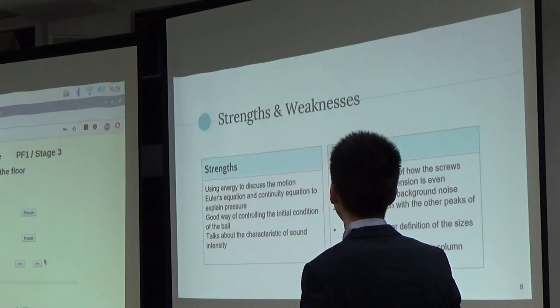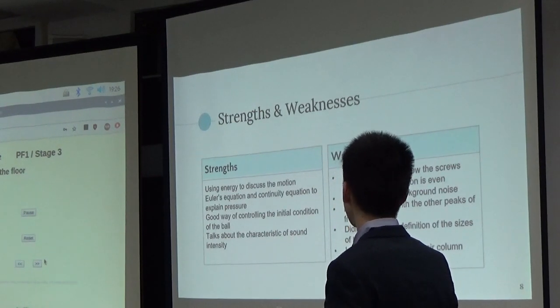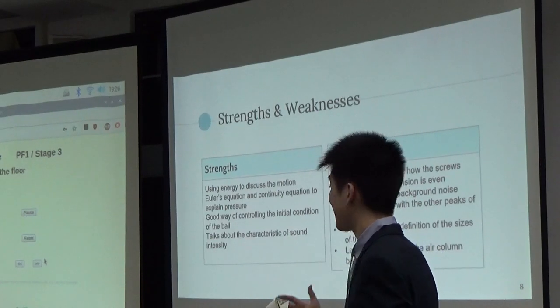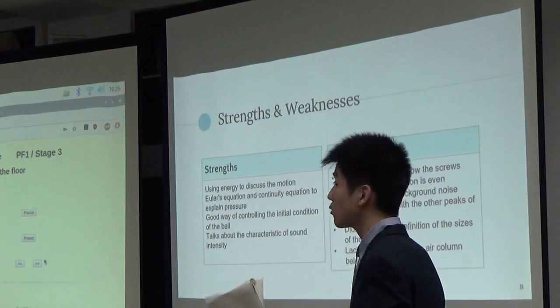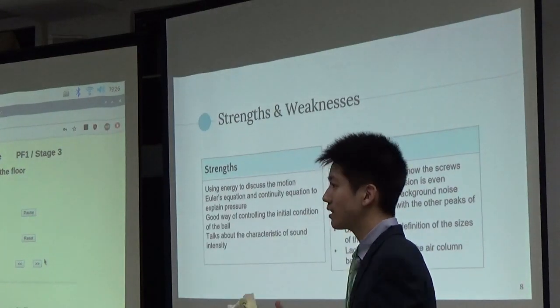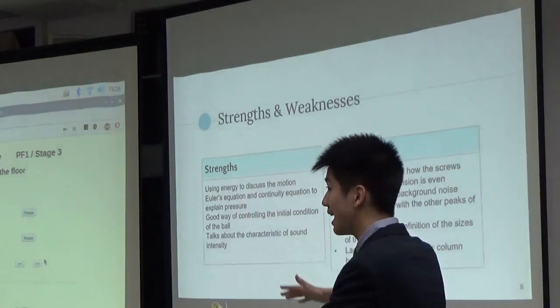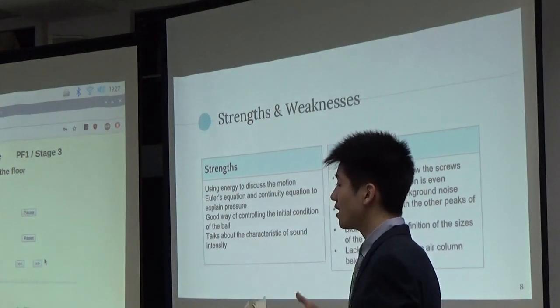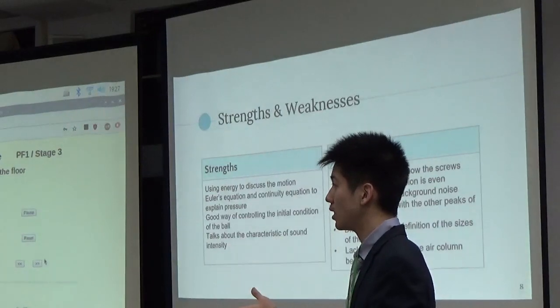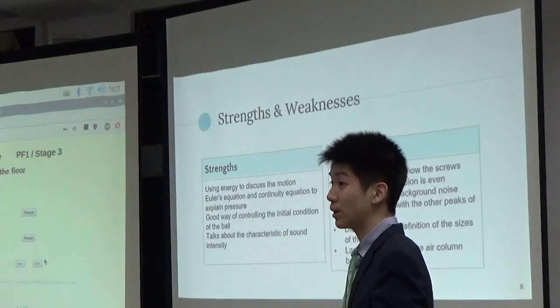And for the weaknesses, we believe they lack an explanation of how the screws can ensure the tension is even on the membrane. And second, they didn't talk about background noise that may influence the result from the spectrum of the sound. And third, they lack discussion of the other peaks of the frequency. They only talk about the lowest frequency, which we believe may be the fundamental frequency.